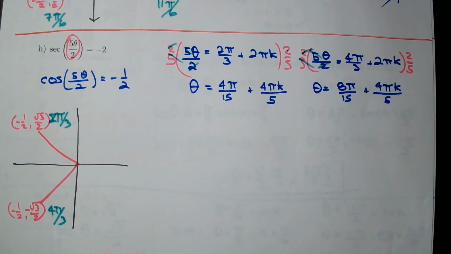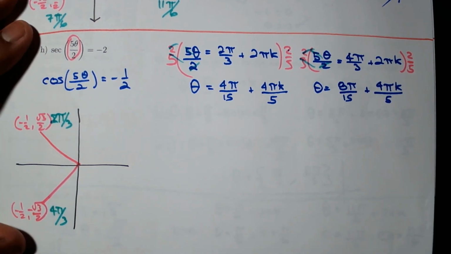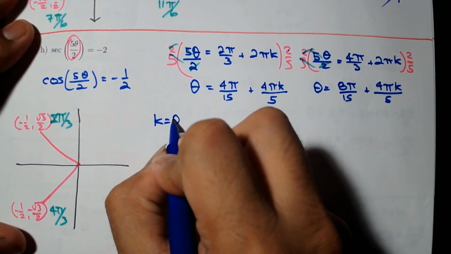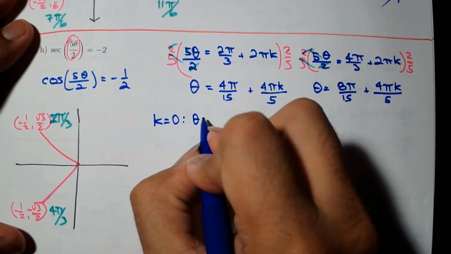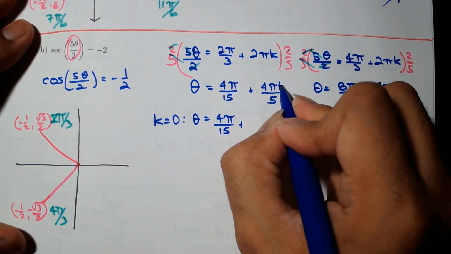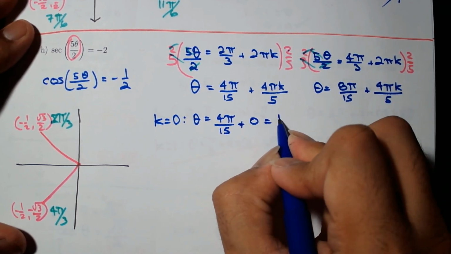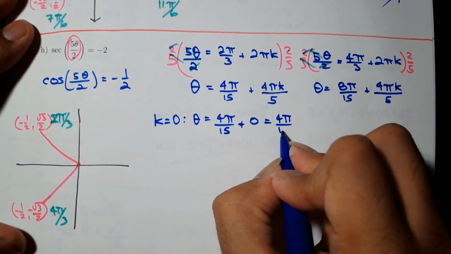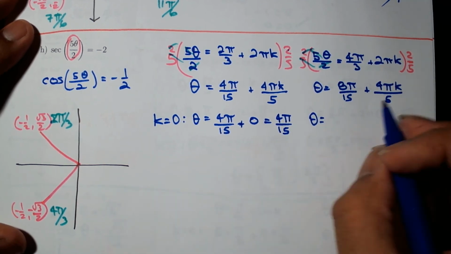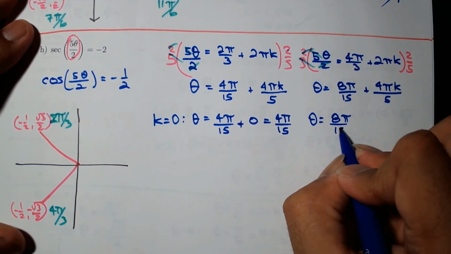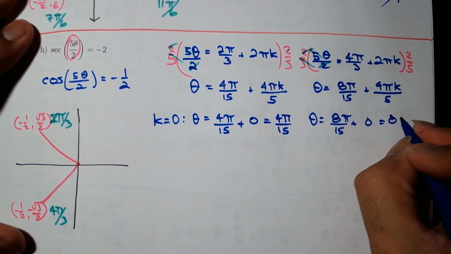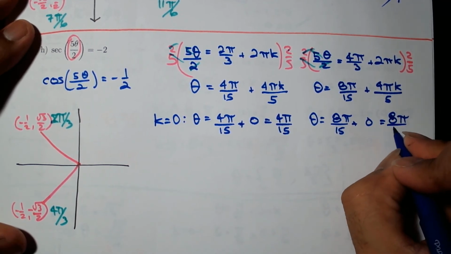Okay, so here is where the fun begins. So let's start generating solutions. These are the general formulas. Let's do k equals 0. So for k equals 0, theta equals 4 pi over 15 plus, well, plug in 0 here, essentially you get 0. 4 pi over 15. That's our first solution. For the second general formula, k equals 0, 8 pi over 15 plus 0, because if we plug in 0 here, that's 8 pi over 15.